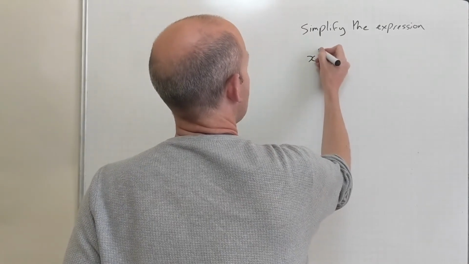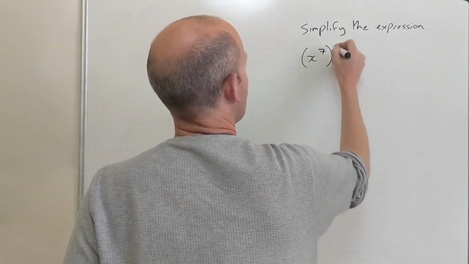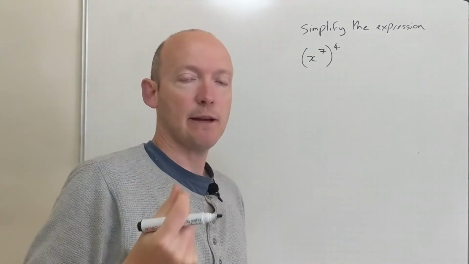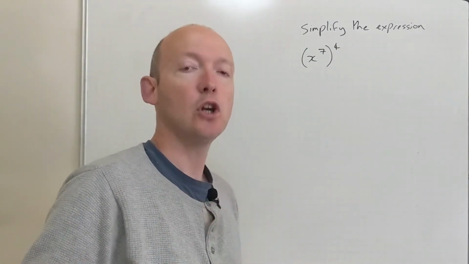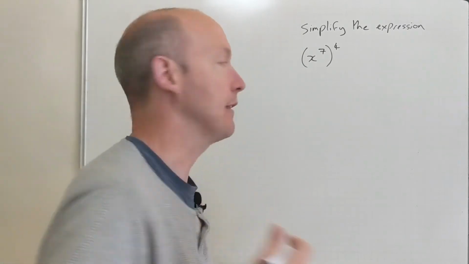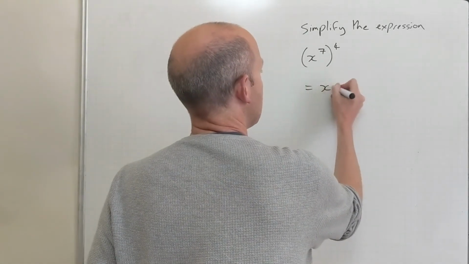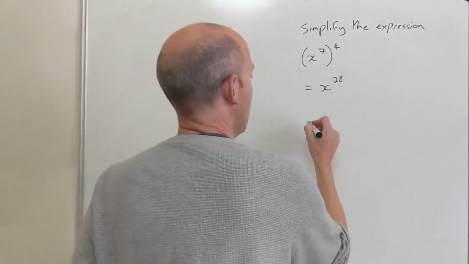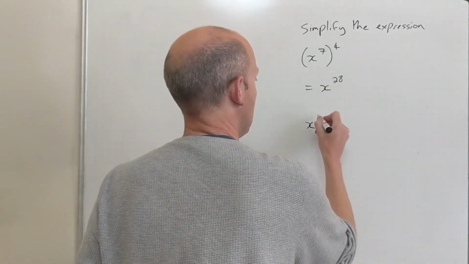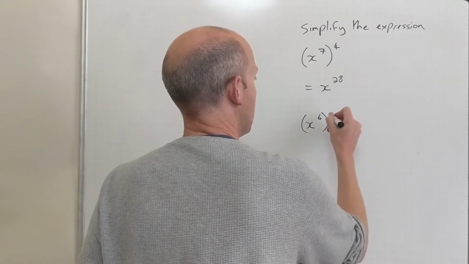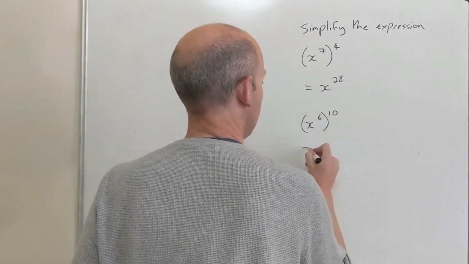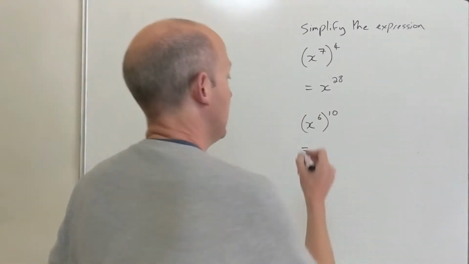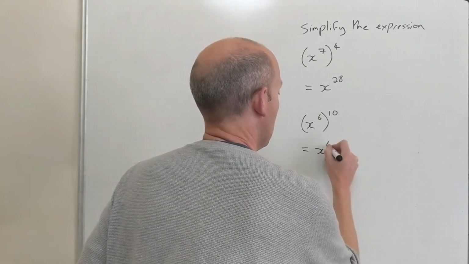So let's see, x to the power of 7 to the power of 4. So we're raising x to the power of 7 itself to the power of 4. So again, we multiply the powers together. That will be x to the power of 7 times 4 is 28. Try another one, x to the power of 6 to the power of 10. Again, we're raising a power to a power, so we multiply the powers. That's x to the power of 60.